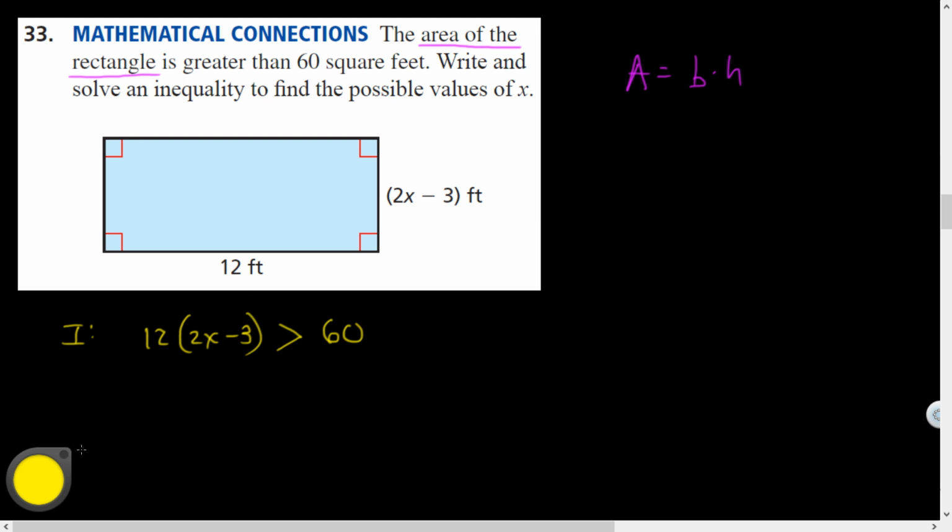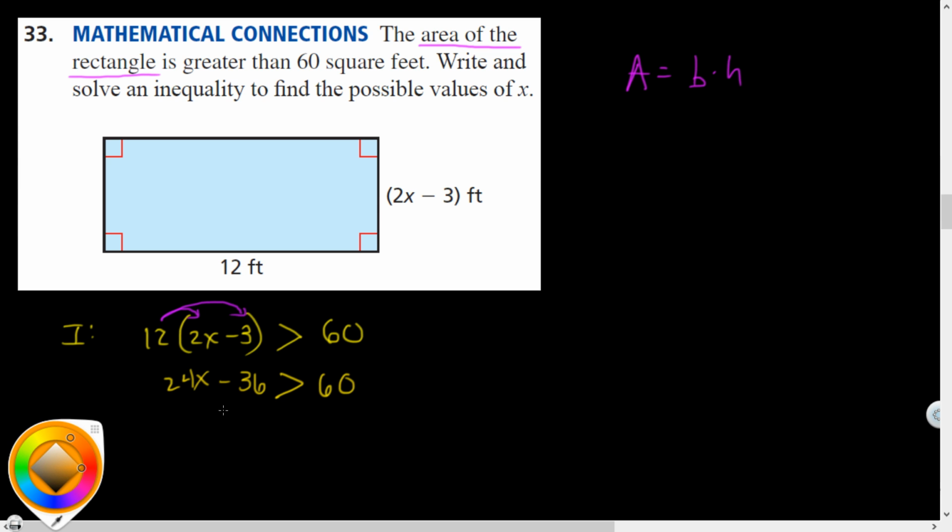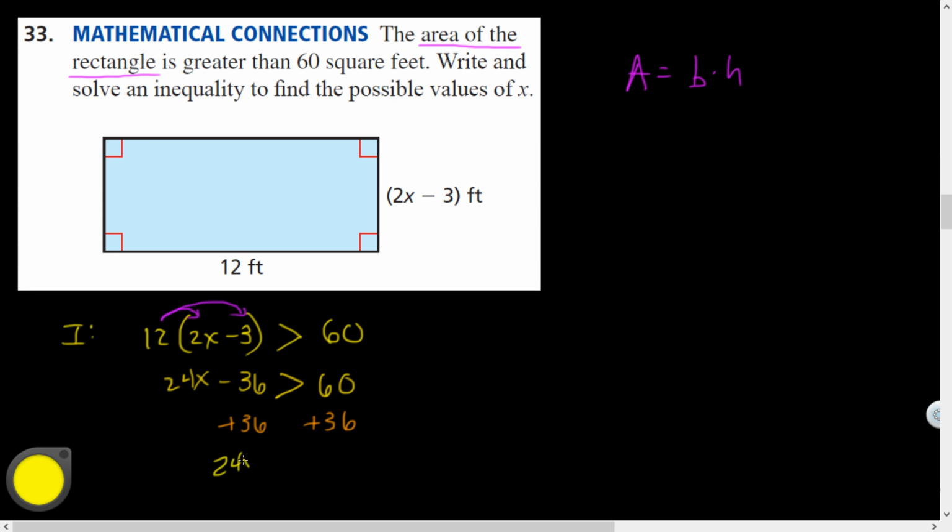Yeah. All right, so area is greater than 60. Yeah, so let's do some distributing here. So I'll have 24x minus 36 is greater than 60. And let's see, now we'll get x by itself, add 36 to both sides. 24x is greater than 96. Thoughts? What do I do?